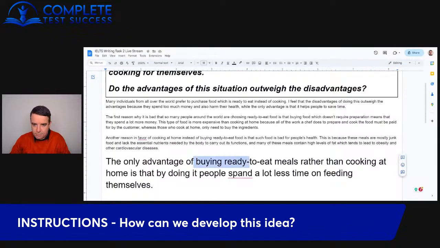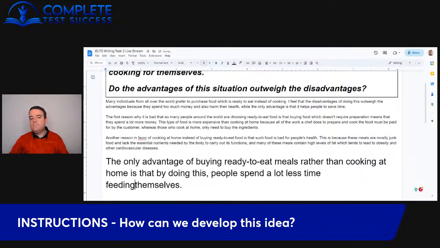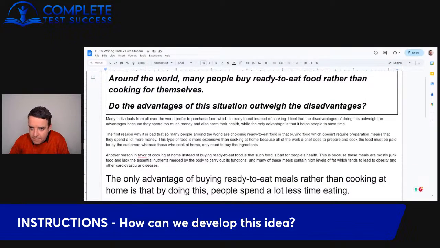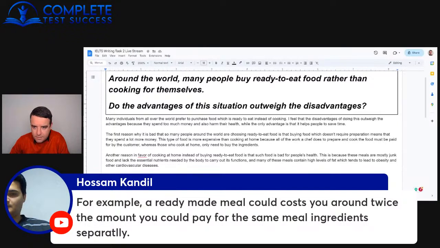The only advantage of buying ready-to-eat meals rather than cooking at home is that by doing this, people spend a lot less time feeding themselves. Feed. I don't think it's wrong, but it's just not a very natural way of saying it. So they spend a lot less time eating. I'm just going to say that. I think that's definitely going to be accurate. Okay, and then we need to develop that. For example, okay, so we looked at that already.